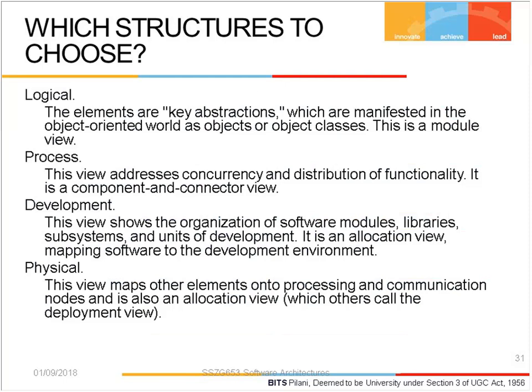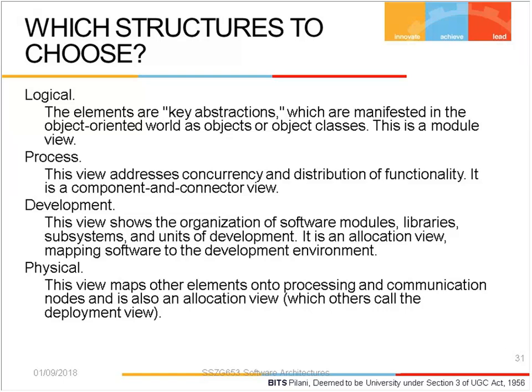Kruchten, he belongs to the IBM Rational group, and he says that basically for any architecture, you require 4 views. One should be logical, one should talk about process, one should talk about development, one should talk about the physical infrastructure. So logical should look at the key abstractions, logically how the whole application is going to work, how it's going to get broken up into modules. That should be the logical structure.